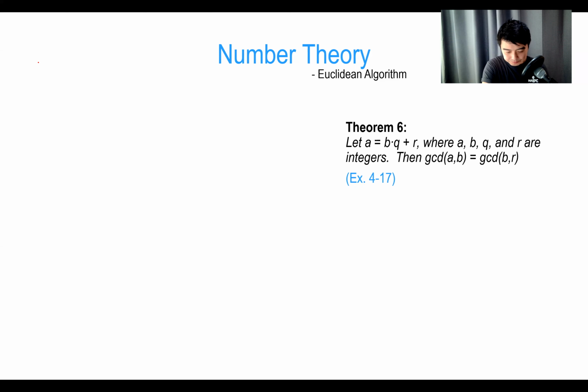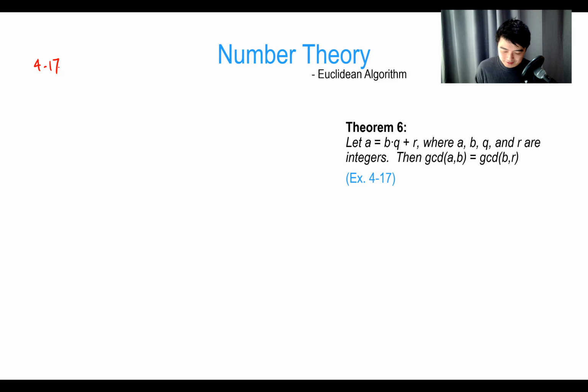So what we want to claim here is that if a, b, q, and r are integers, and a is equal to bq plus r. Now, I hope that form looks familiar. We'll talk about that in 1 second. Then the GCD of a and b is equal to the GCD of b and r.